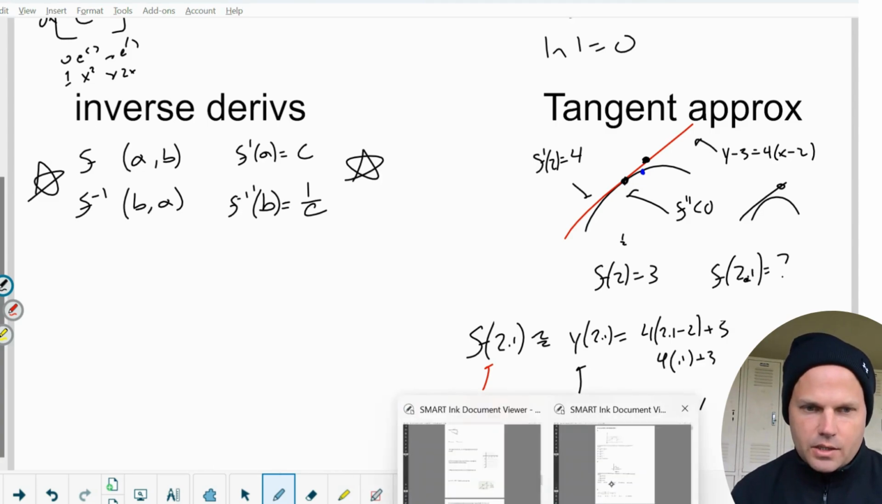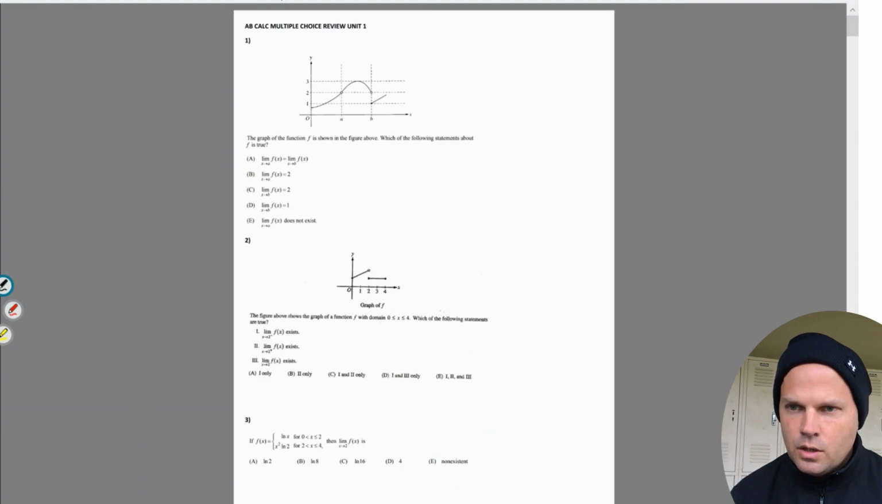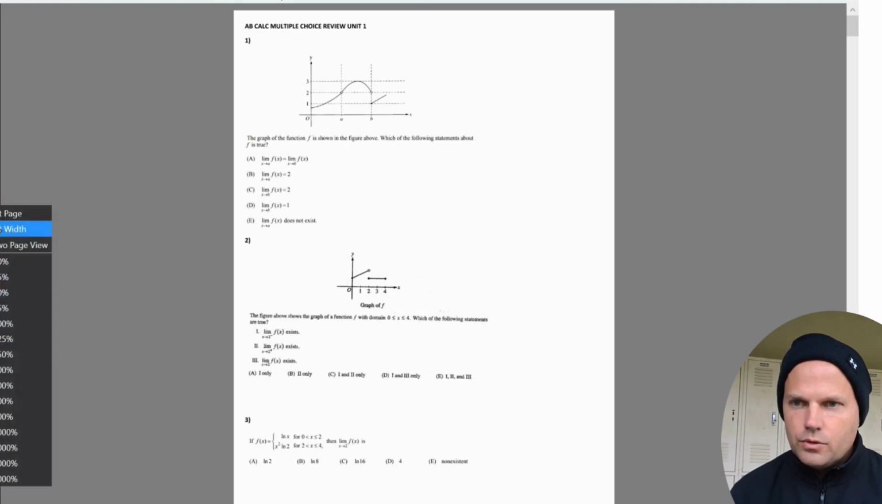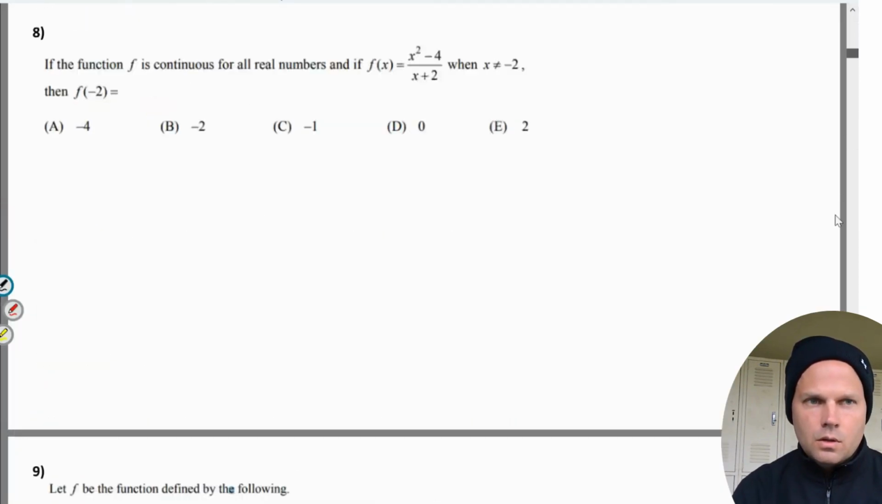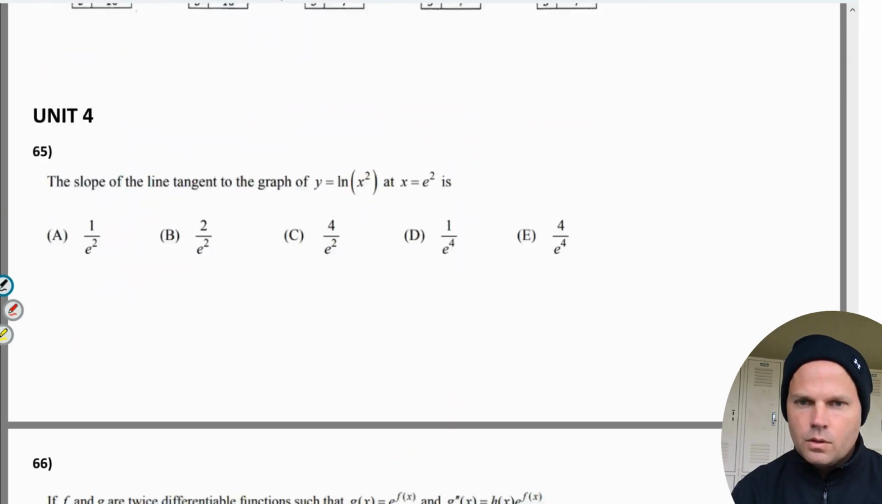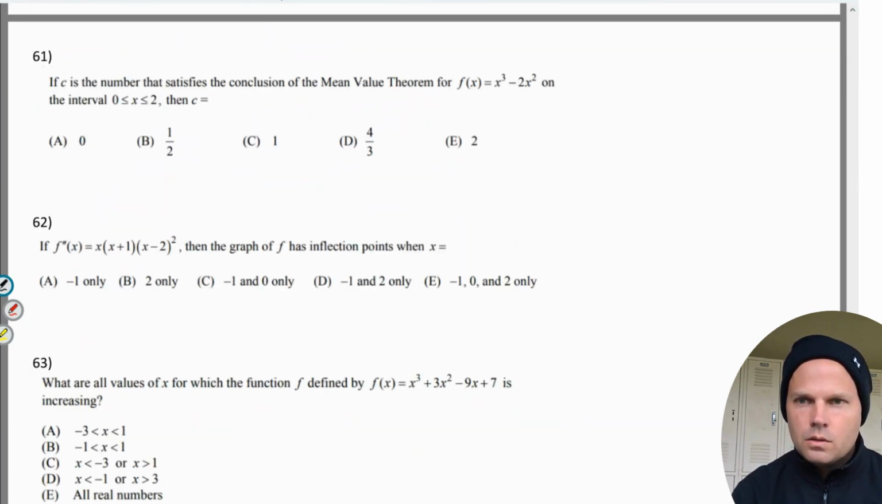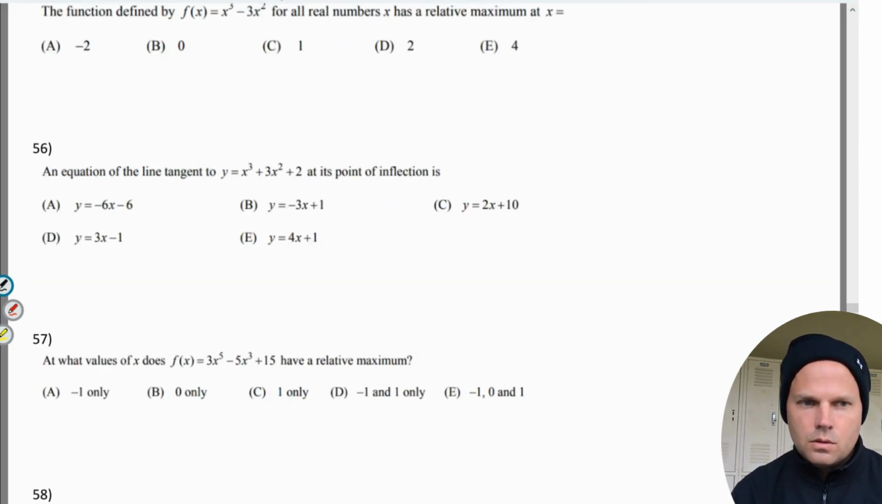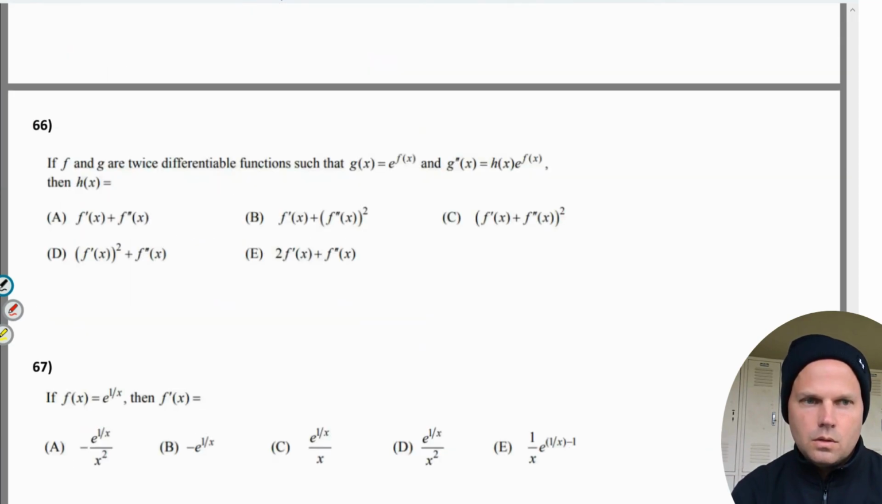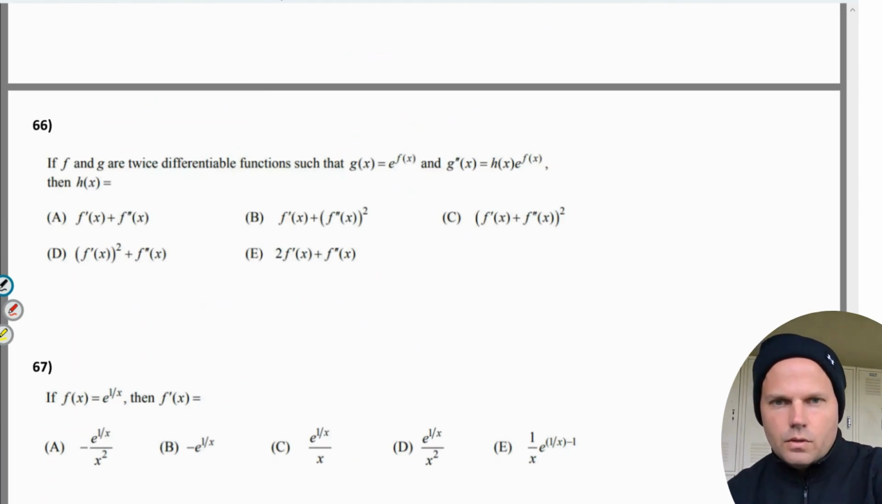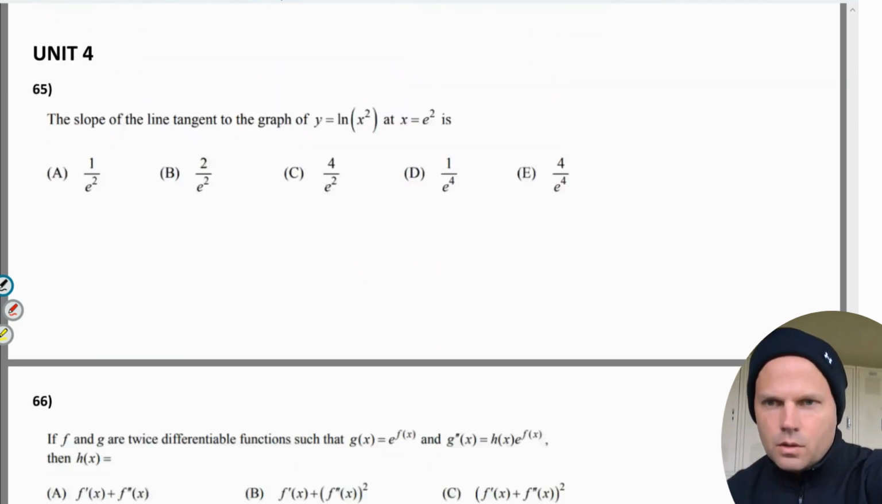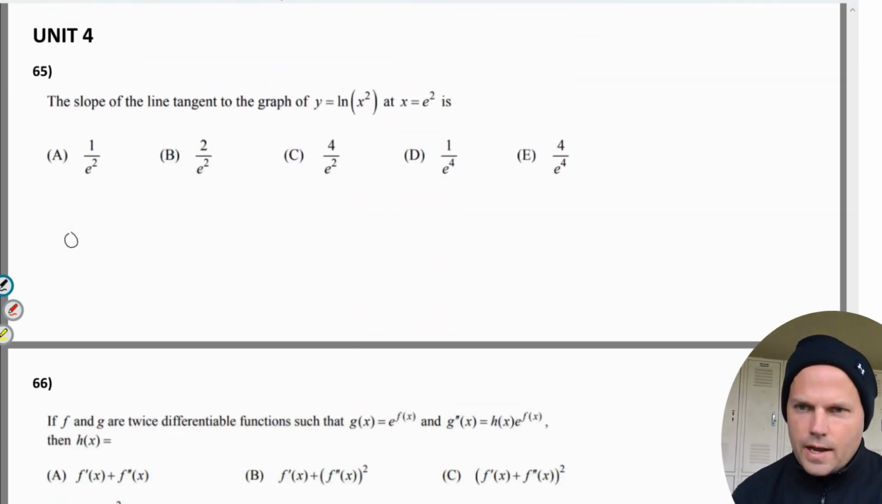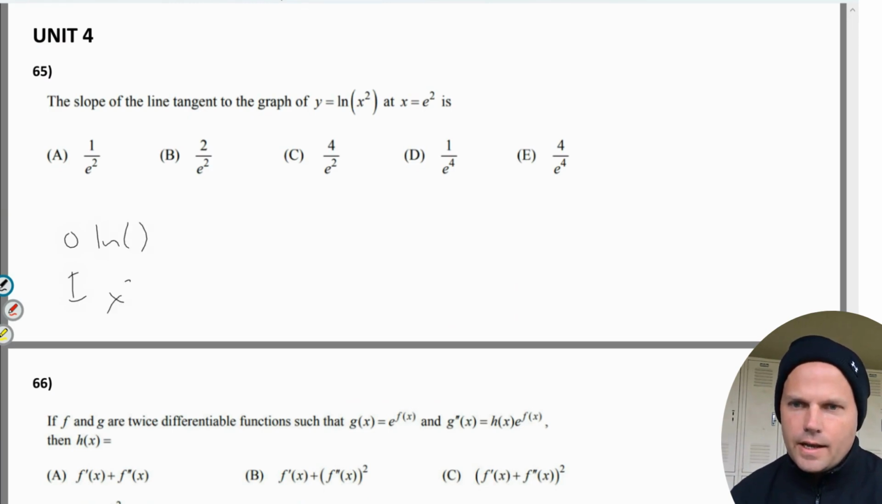All right, let's get to the questions in Unit 4, which I will do right now. This is hard. What's going on here? All right, so I've got a log, I've got x squared, 1 over parentheses 2x.